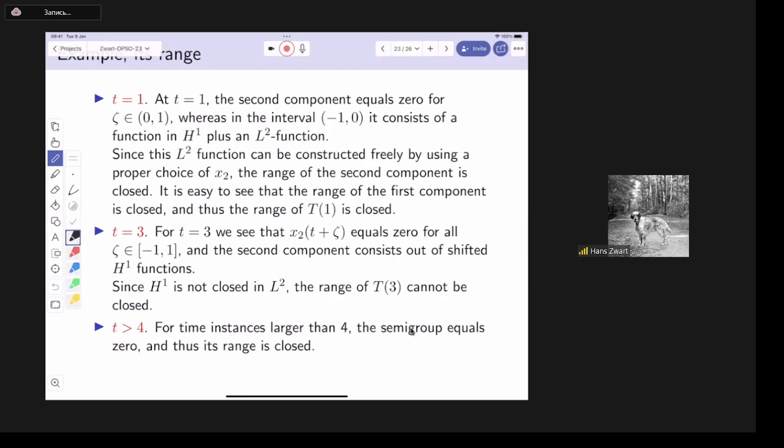So you see, I went from t is 1, there it's closed. At t is 3, it's not closed. And for t greater than 4, I am closed again.